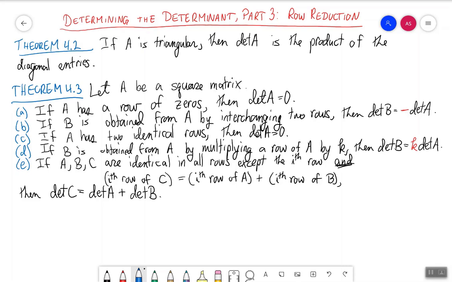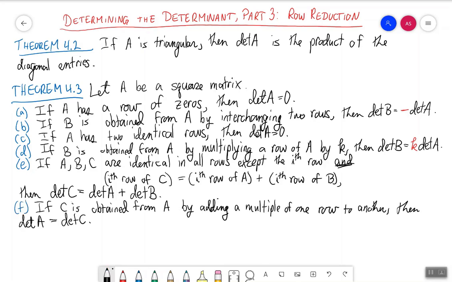If A, B, C are identical in all rows except the ith row, and the ith row of C is the ith row of A plus the ith row of B, then the determinant of C is the determinant of A plus the determinant of B. If C is obtained from A by adding a multiple of one row to another, then the determinant of A is equal to the determinant of C. Finally, all of these statements are the same with rows replaced by columns.